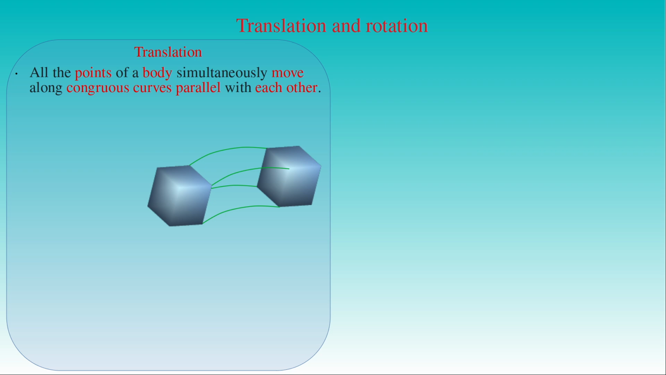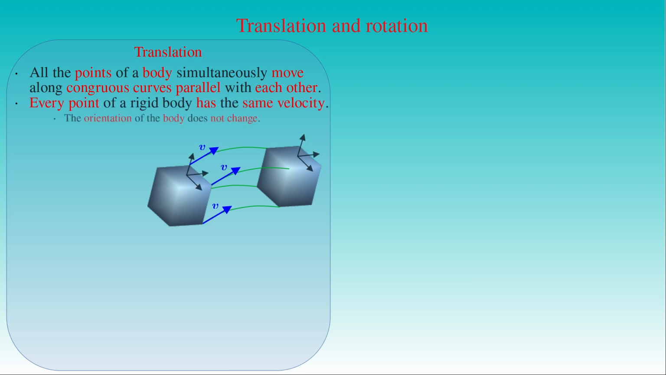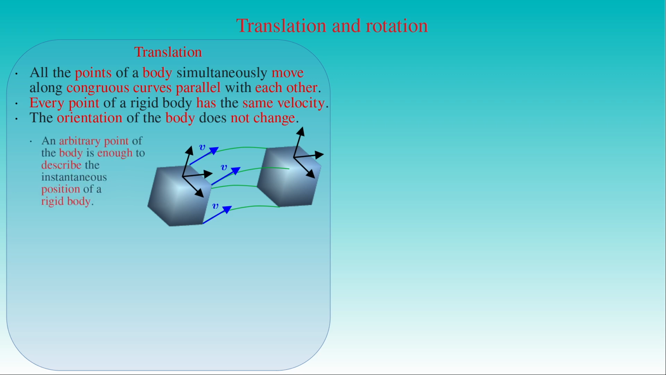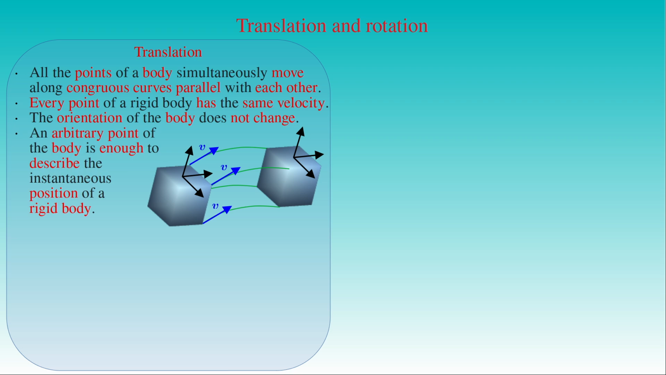As a result, every point of a rigid body has the same velocity at a given instant of time and the orientation of the body does not change during its motion. In such a situation, we only need one arbitrary point of the body to describe the instantaneous position of the body. Another important type of motion of a rigid body is the rotation about an axis.